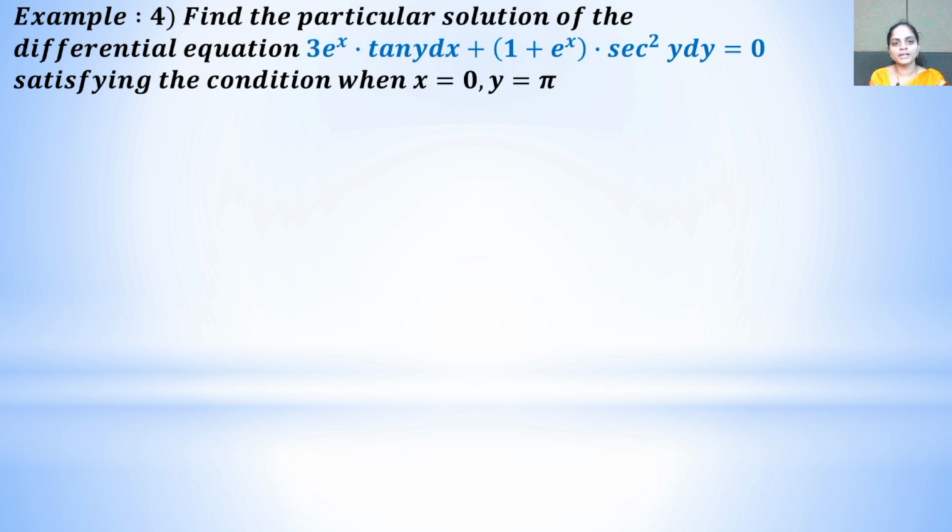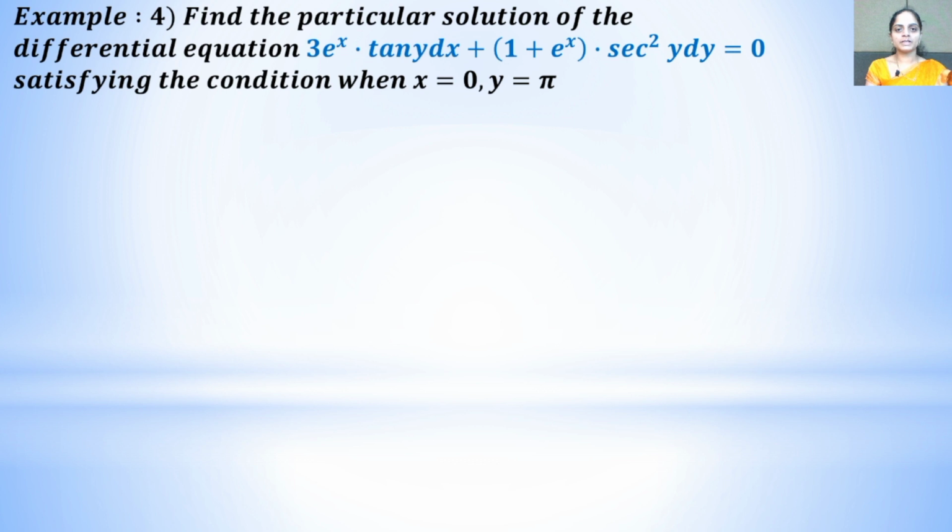Now, we see the example on the particular solution, and the example is: find the particular solution of the differential equation 3 into e raised to x into tan y dx plus 1 plus e raised to x into sec square y dy is equal to 0, satisfying the condition when x equal to 0, y equal to pi. First, we find general solution because particular solution is obtained from general solution.